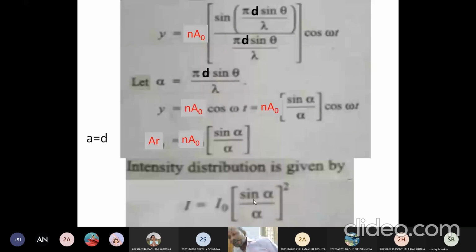Now what is the function here? In this figure, what is the function that you're talking about? Intensity is the function. On what factor does it depend? The intensity function is I equal to I naught sin alpha by alpha whole square. What is it dependent upon? Not sine, alpha. It is dependent upon alpha. So to get maximas and minimas, you differentiate I with respect to alpha and equate it to 0.